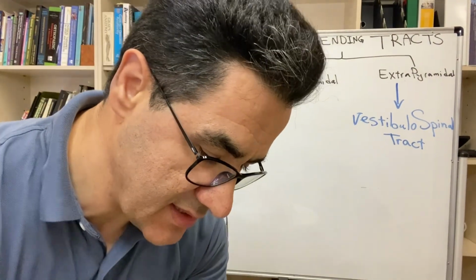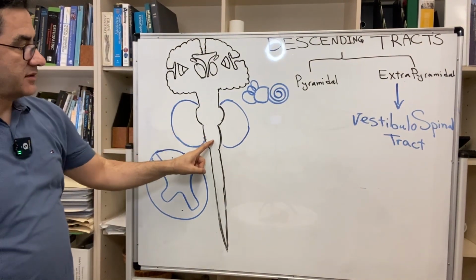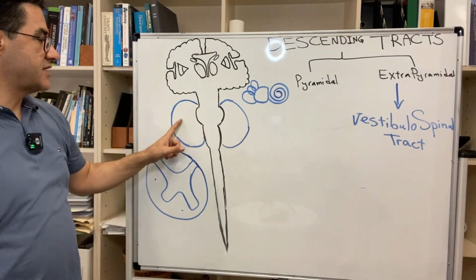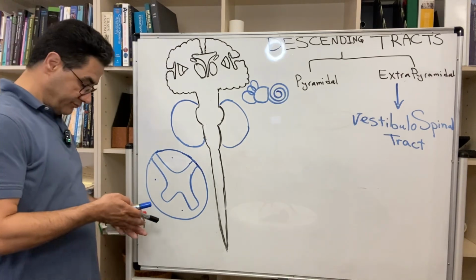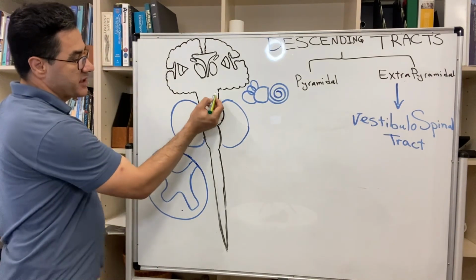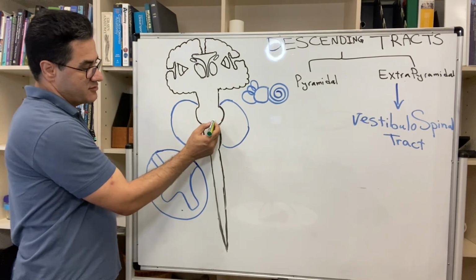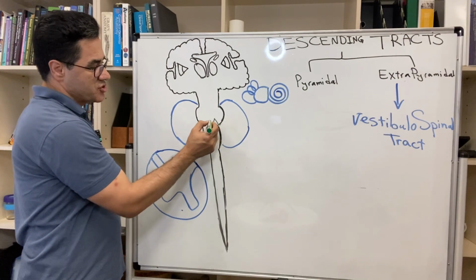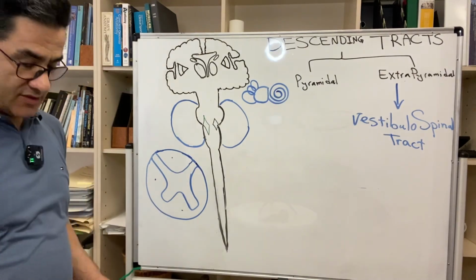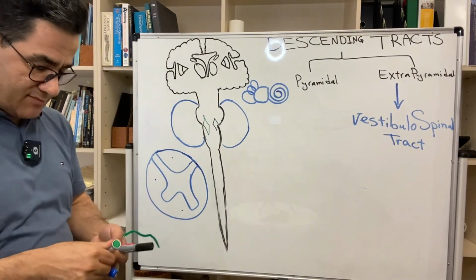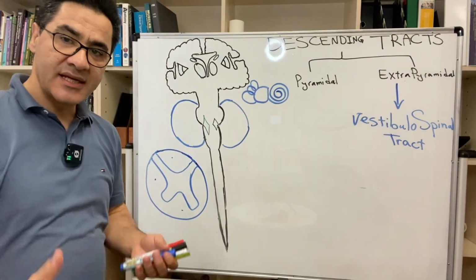So imagine that in this image, at the top we have the brain. In the middle you can see the brainstem. Behind the brainstem you can find the cerebellum, and down here we have the spinal cord. This is the midbrain. This projection is the pons, and down here we have the medulla. So at this level we have the diamond-shaped nucleus. It is called the vestibular nucleus.